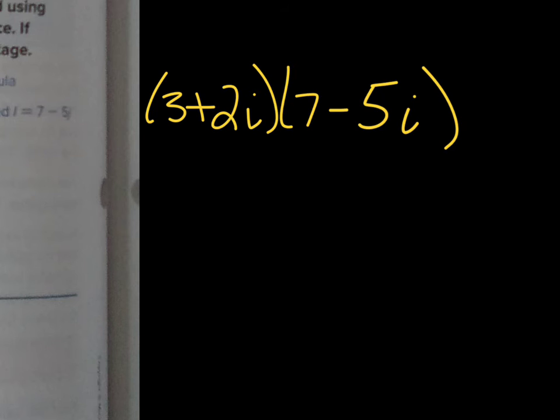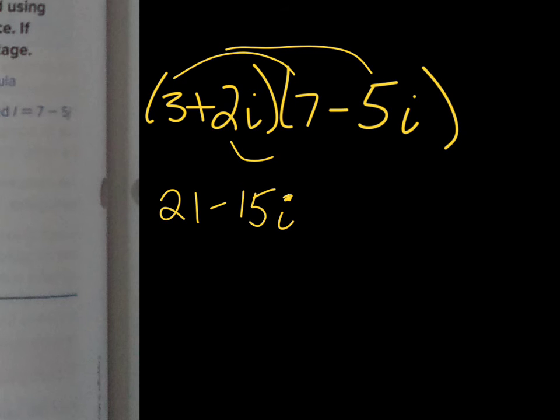All right, so here we go. We're gonna FOIL. 3 times 7 is 21. 3 times negative 5i is negative 15i. And now we're moving on. 2i times 7 is 14i. 2i times negative 5 is negative 10i squared. You remember doing this kind of stuff?